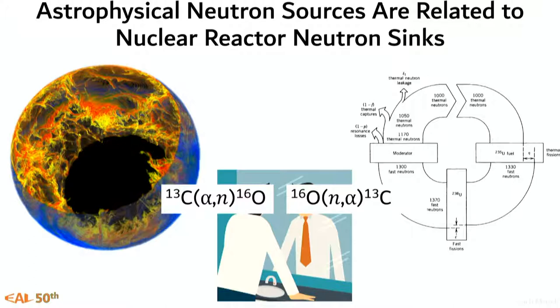Now, if you look at this reaction in the mirror and you flip it, here instead you have oxygen-16 being basically busted apart by a neutron and emitting helium and a carbon-13. So it's just the inverse of this process. And this reaction is important to understand the so-called neutron economy of nuclear reactors.